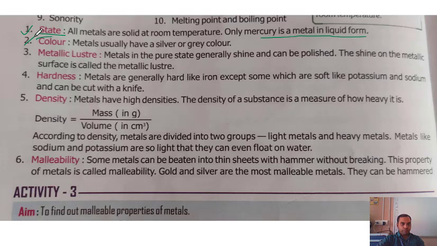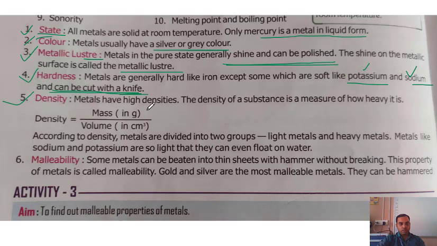The color: metals usually have a silver or gray color. Metallic luster: metal in the pure state generally shines and can be polished. The shine on the metallic surface is called metallic luster. Then hardness. Metals are generally hard, like iron, except some which are soft, like potassium and sodium. Usually metals are hard, but there are always some exceptions, like potassium and sodium. We can cut potassium and sodium with the help of a knife also. Then density.